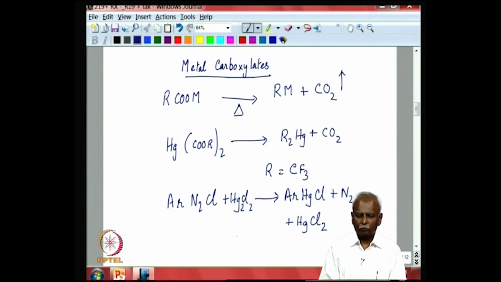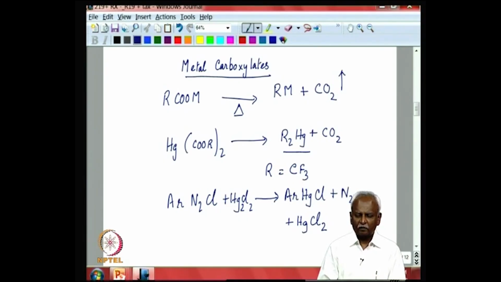Here is a mercury compound with a trifluoromethyl group attached to the mercury. So, it is bis trifluoromethyl mercury that is formed, and that is here, bis trifluoromethyl mercury. Because of the liberation of carbon dioxide, this reaction is again thermodynamically favorable and it is driven to the right side, and you have very good yields of a dialkyl mercury compound being formed.